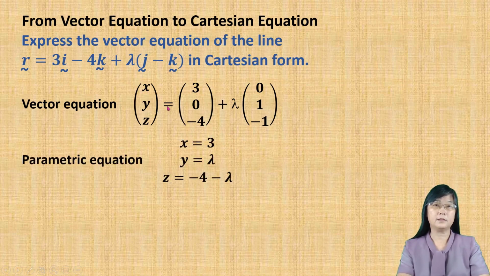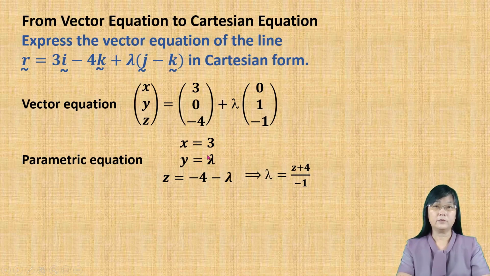So first row, x is equal to 3 and lambda is equal to 0. Then second row, y is equal to lambda. Then third row, z is equal to negative 4 minus lambda. Then when we look at here, we need to change the equation of z such that lambda is the subject. So to do this, first we shift the negative 4, so to get z plus 4, then shift the negative 1. So lambda is equal to z plus 4 over negative 1.